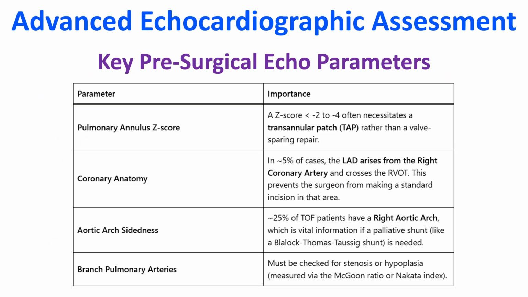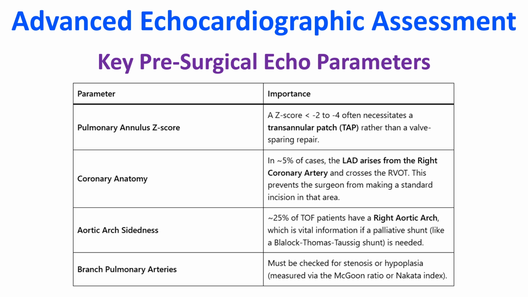Echo remains the primary tool for surgical planning. Beyond the core 4, specialists look for specific surgical spoilers. Pulmonary annular Z-score: a Z-score less than -2 to -4 often necessitates a transannular patch rather than a valve sparing repair. That is, having a chance for higher rates of pulmonary regurgitation.